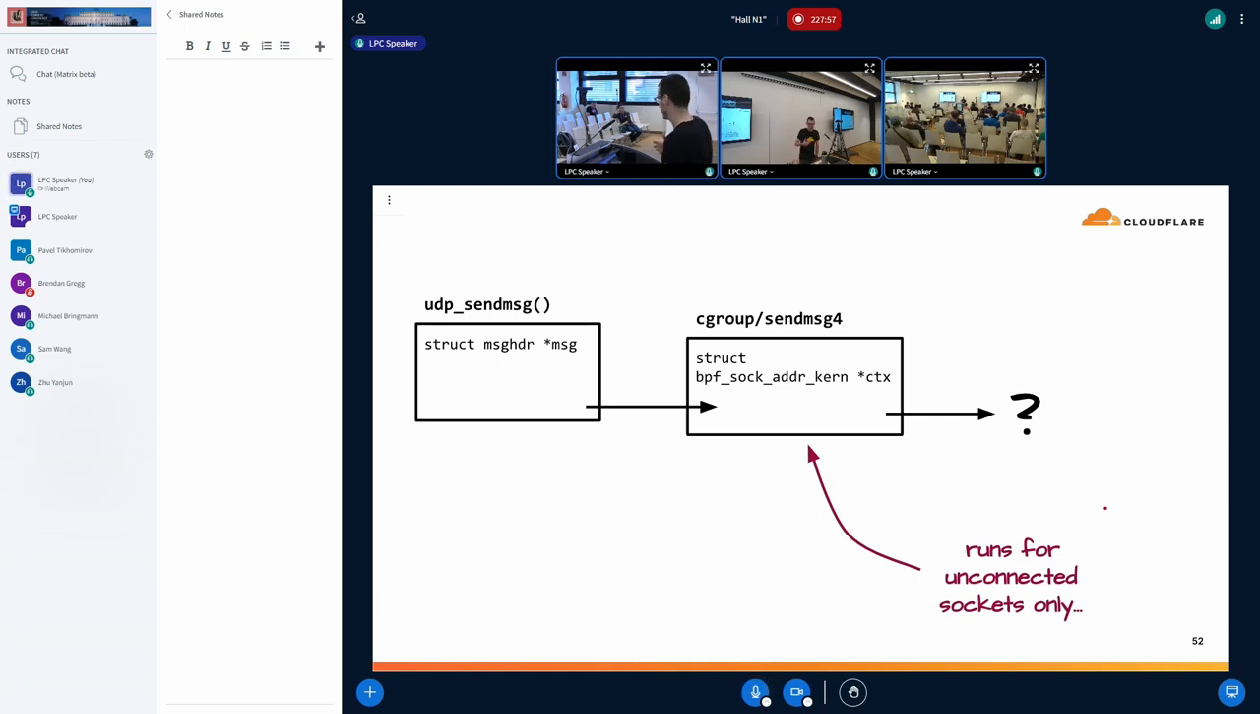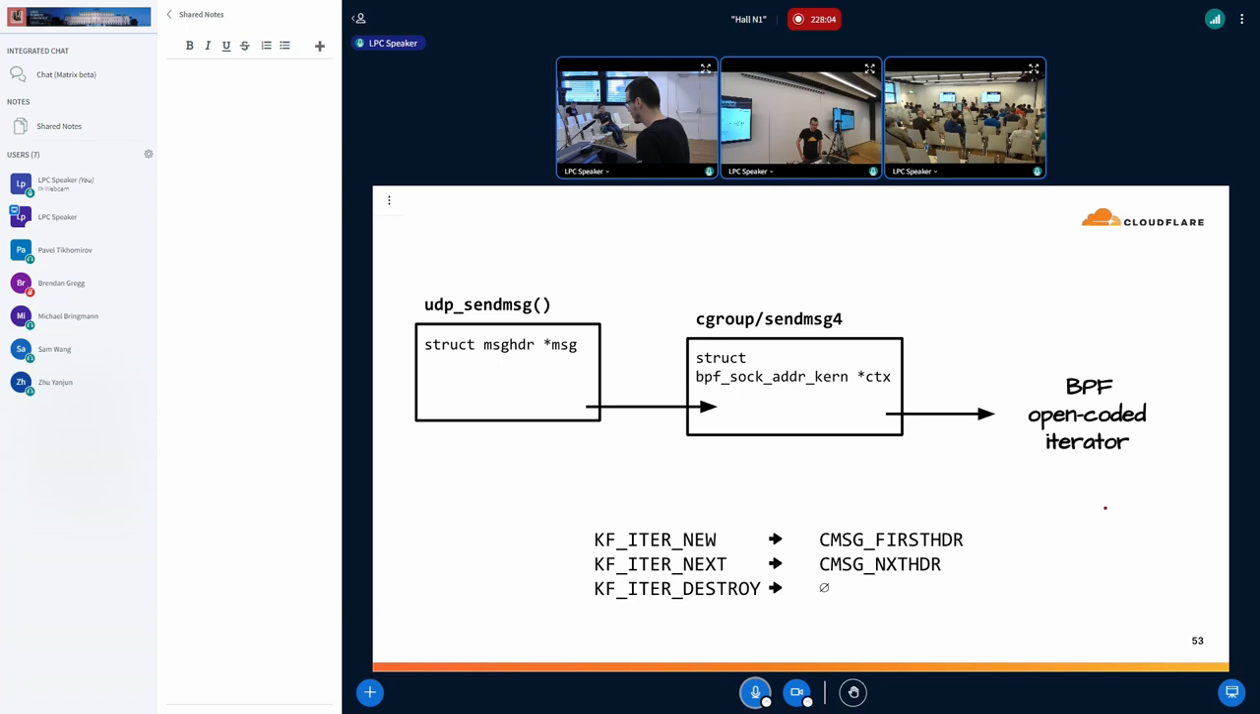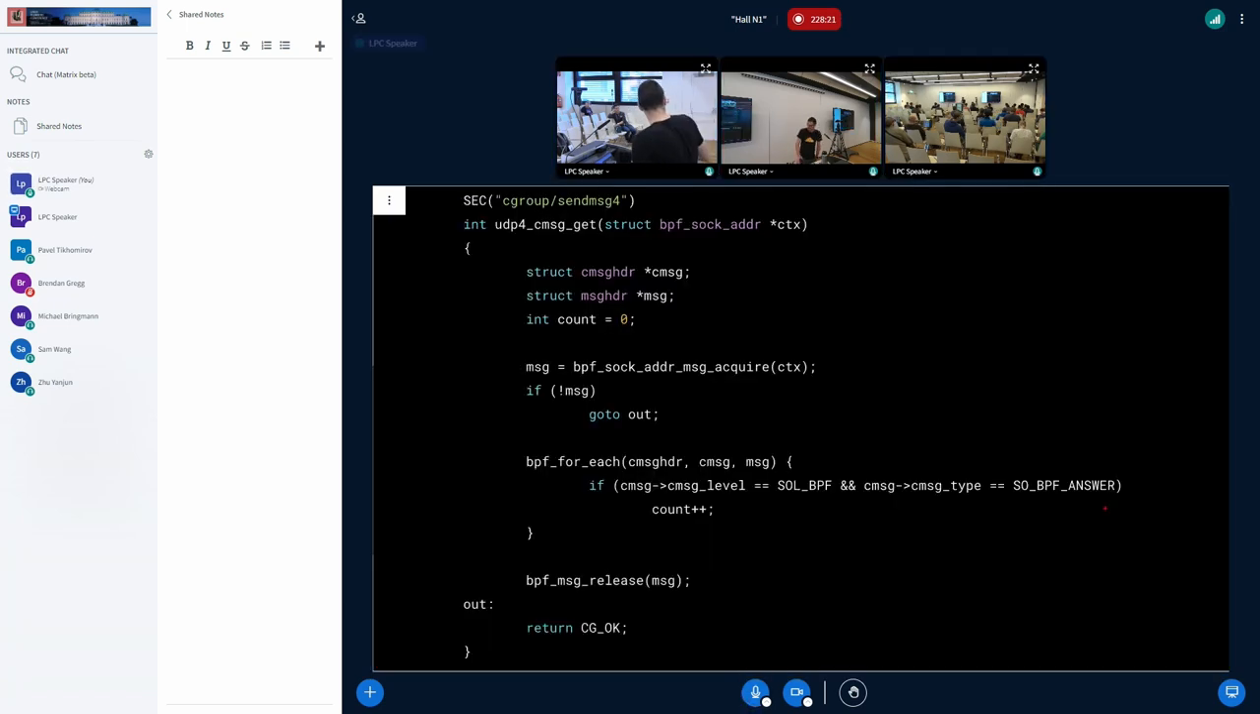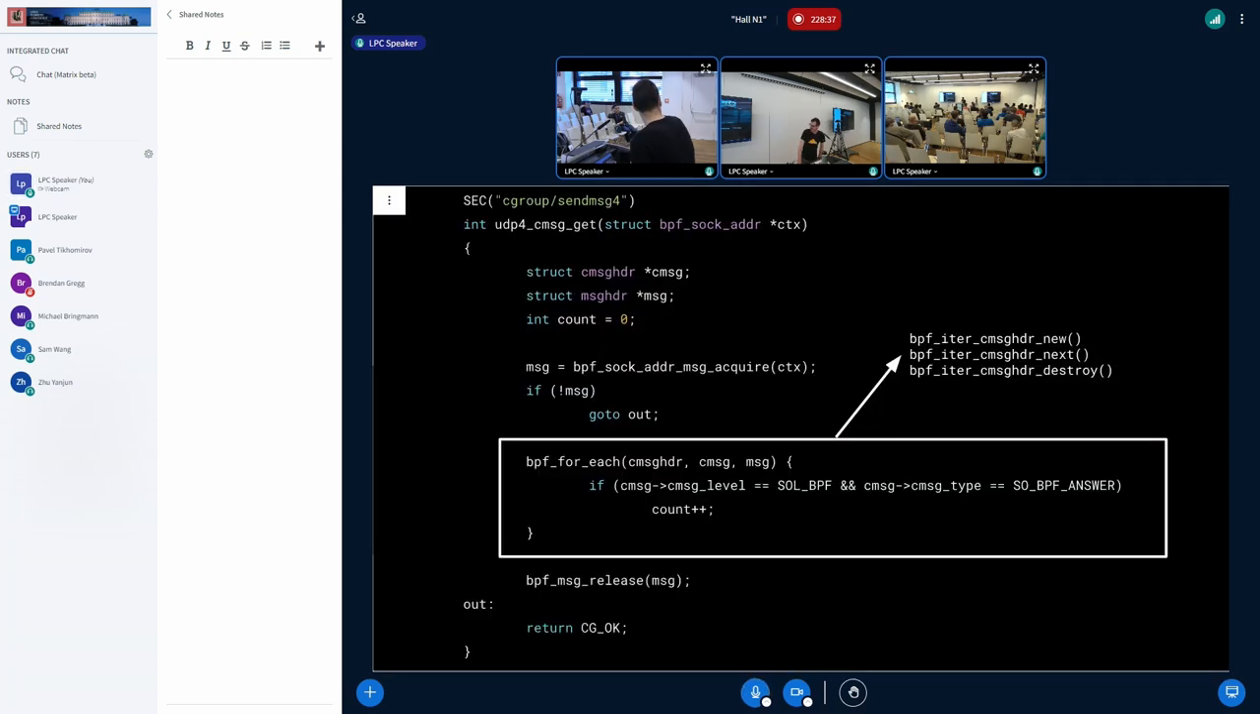What do we need to do to make it easy for users to be able to walk and access the metadata? Perhaps we could introduce an open coded iterator interface, because the macros that we use in user space to walk over cmsg messages seem to map really nicely to the open coded iterators that we have in BPF. And if we try to do that, we end up with something looking like that, where we can just use that for-each helper, where we ask it to iterate over cmsg messages. And in the background, that helper will just delegate to our open coded iterators.